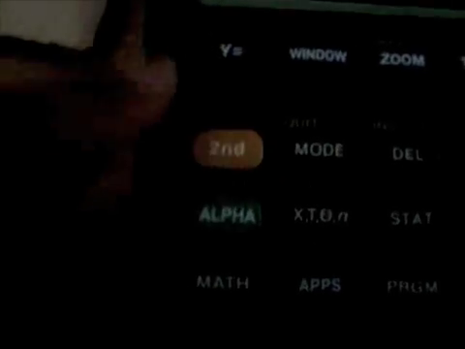Hey YouTube, today I am going to be showing you how to do matrices on your graphing calculator. Okay, so first of all, what you want to do is find the matrix function button, which is above this button right over here. It says matrix. So what you want to do is press second function x to the negative 1, and you'll get a screen like this.